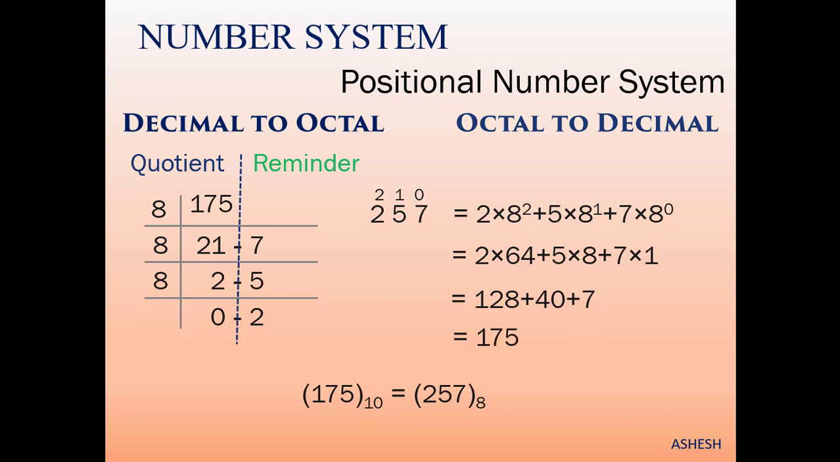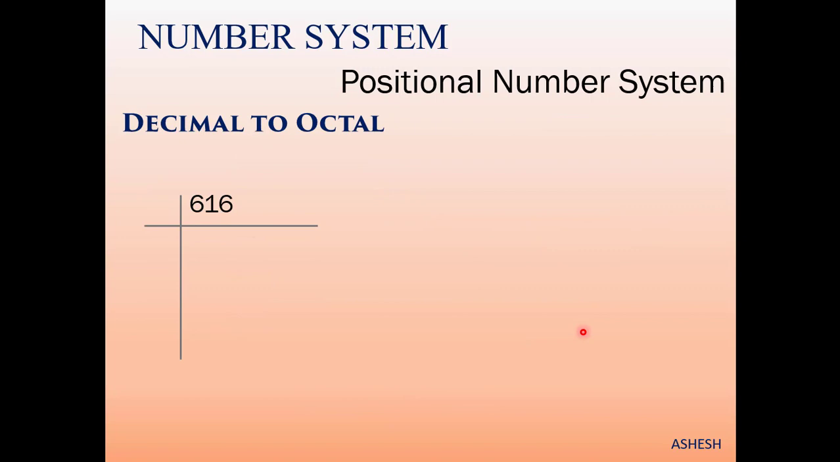Okay, next one. Here our decimal number is 616. We'll convert it to an octal number. For that we have to divide that 616 by 8. Then we'll get 77 as quotient and 0 as remainder. Again we'll divide that 77 by 8. Then the quotient is 9, remainder is 5. Again that 9 will divide by 8. So we'll get the quotient 1, remainder 1.